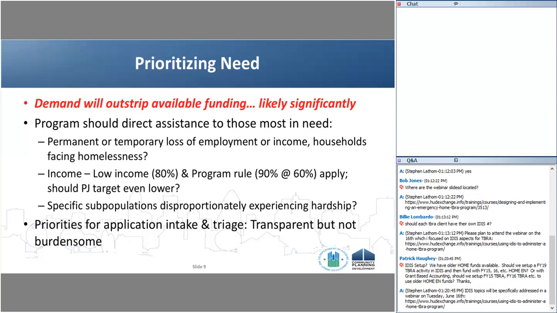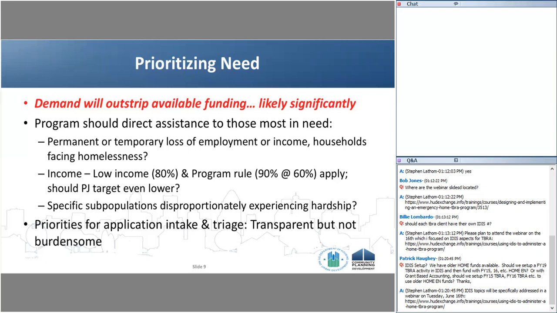So to summarize the discussion of needs and assessments and priorities, HUD's provided waivers to you to reduce the formal requirements of assessment and tenant selection criteria in order to expedite processing. But as a PJ, you are still responsible for the effective use of HOME funds, and you have to consider needs as you design your programs to respond to this crisis.